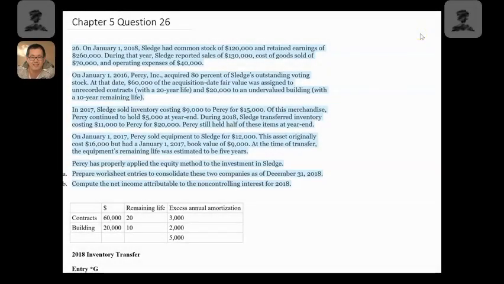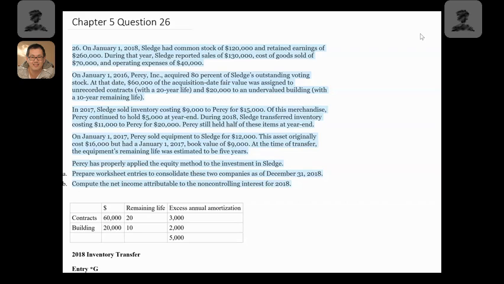Question 26. Okay, I'm going to go directly to the questions. The question asks for worksheet entries to consolidate these two companies as of December 31st, 2018, and then compute the net income attributable to the non-controlling interest for 2018. So in order to solve this question, first we need to have some preparation.